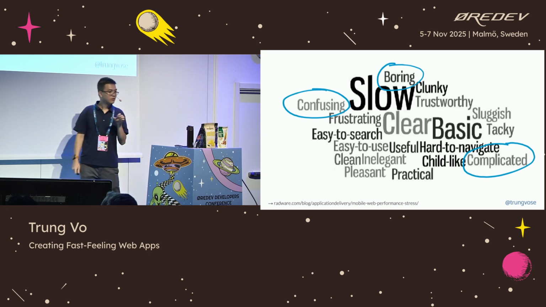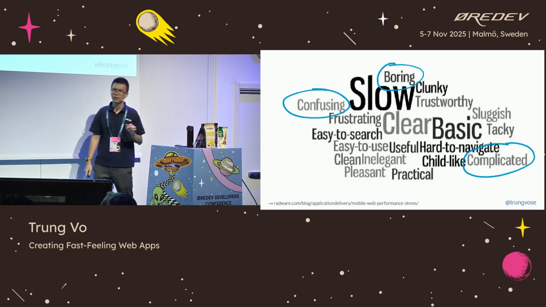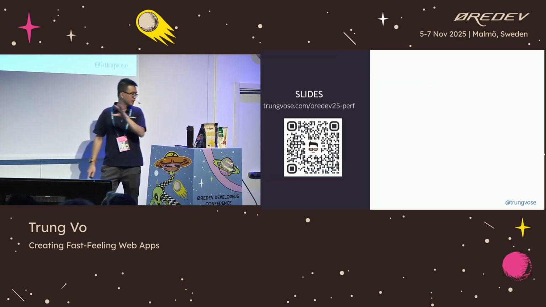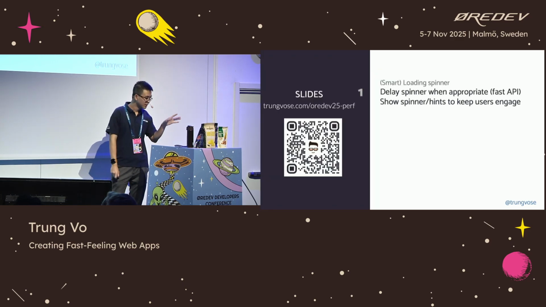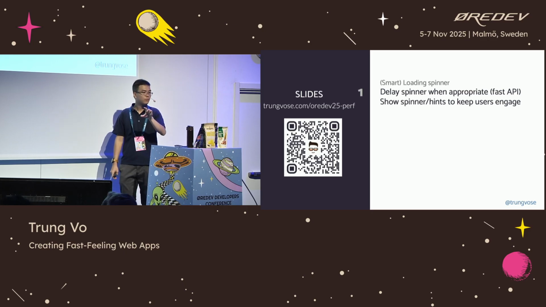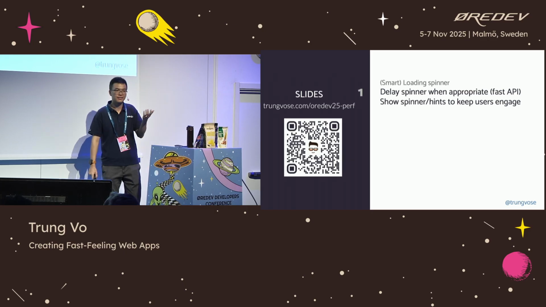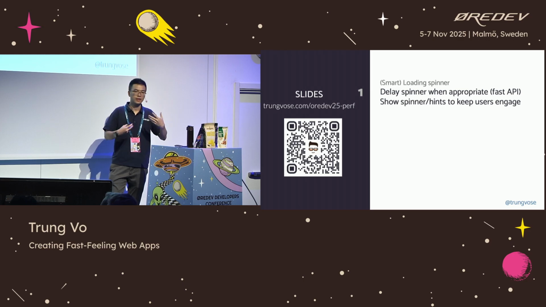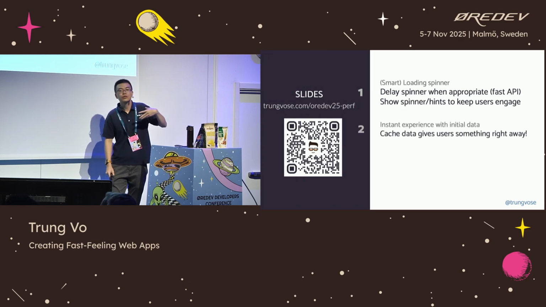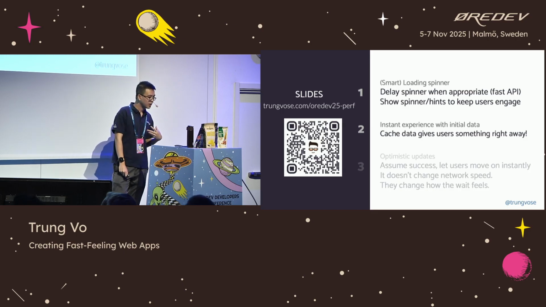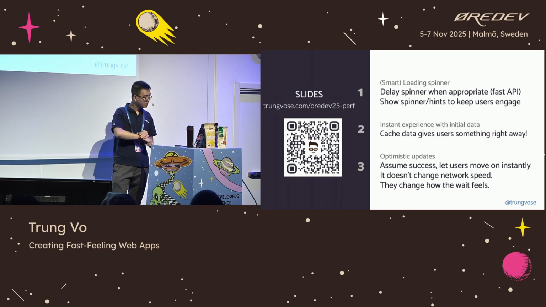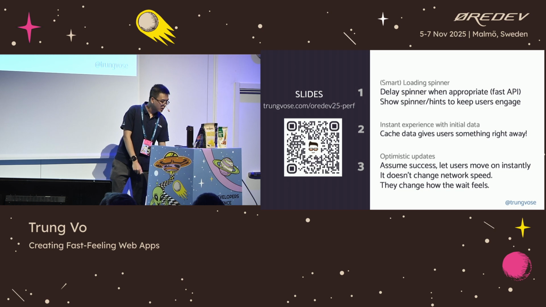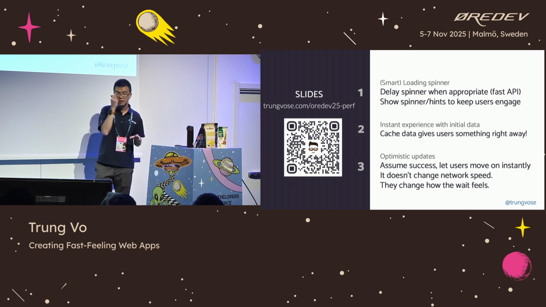So what can we do to make our product feel smart when it isn't? We looked into it today through 3 things. First, a smart loading spinner: you delay it when it is fast, or you engage them and show something. Next, we give the user the cached data right away. It really helps. And lastly, optimistic update, where we assume it will succeed and let the user move on. All of this doesn't change the network condition at all. It only changes how it feels.